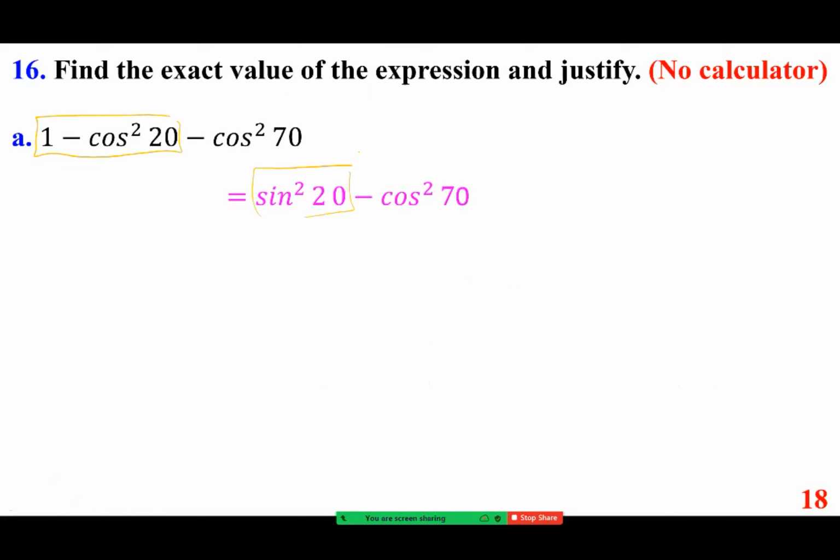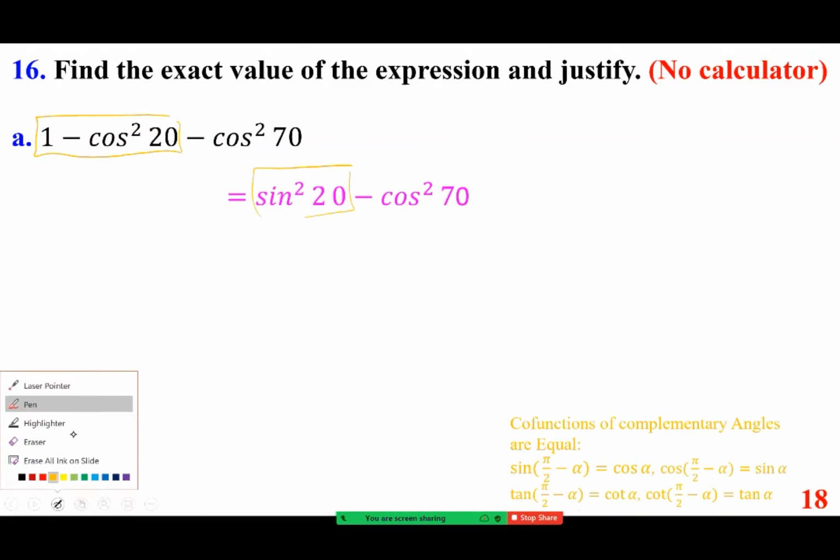We also know that cofunctions of complementary angles, we have seen the basic, sine of pi over 2 minus alpha is cosine alpha. We've seen that. We've proved that. Same thing for cosine of pi over 2 minus alpha equals sine alpha. The rest of them follow. So sine and cosine are called cofunctions. Alpha and 90 minus alpha or pi over 2 minus alpha is called complementary. Same thing for tangent, cotangent, and so on and so forth.